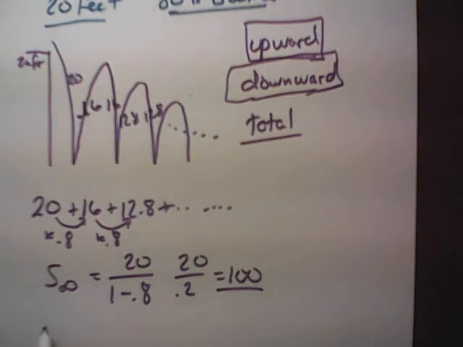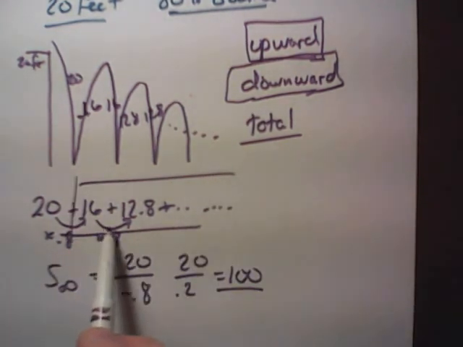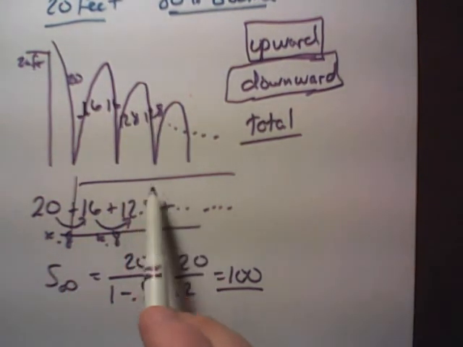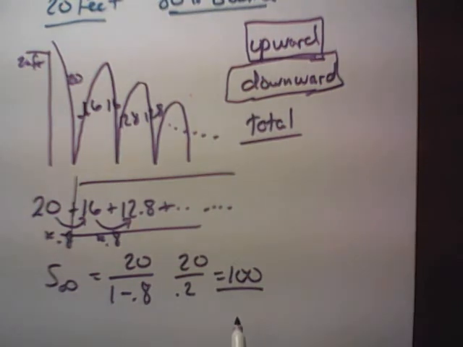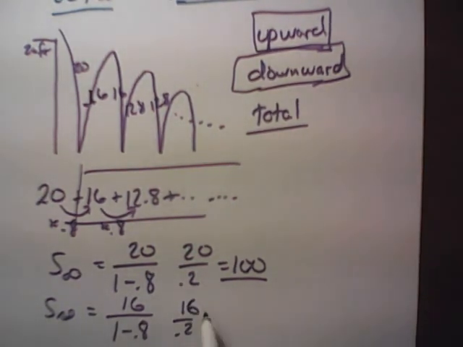Well, going up, it started going 16 feet up. It's basically this same thing. It started going 16 feet up, and then it went 12.8 feet up, and then 80% of that. And there's a couple ways I could do this. I'm going to choose to do it like this first. The sum of the infinite number of terms is going to be 16 over 1 minus the ratio. Well, that's 16 over 0.2, which is 80.